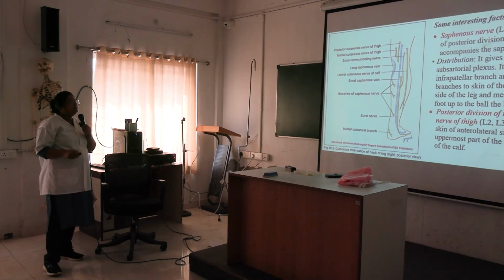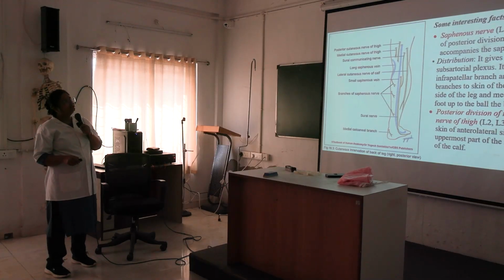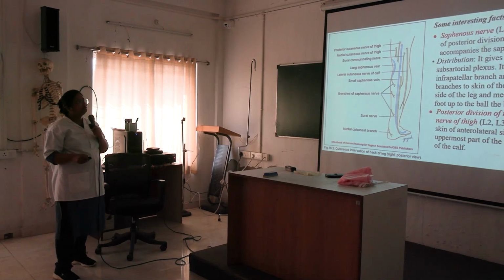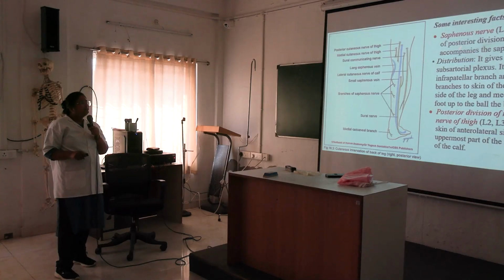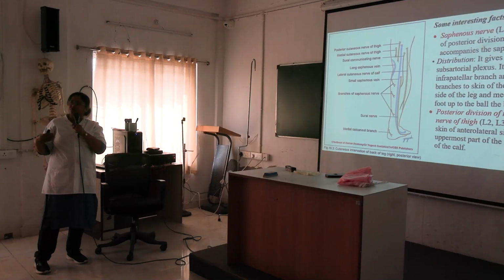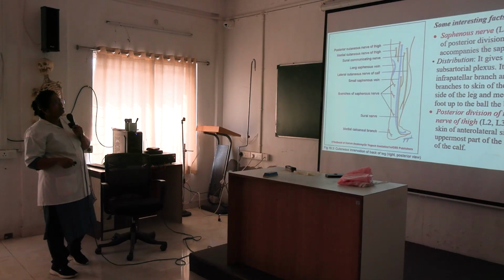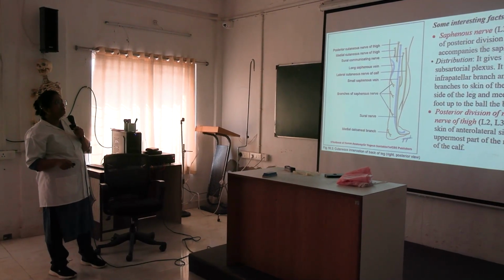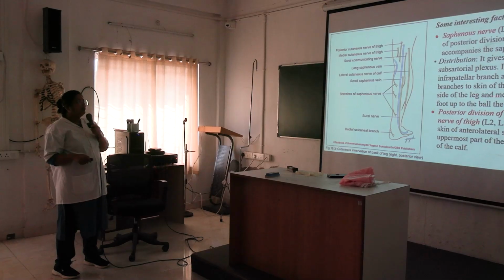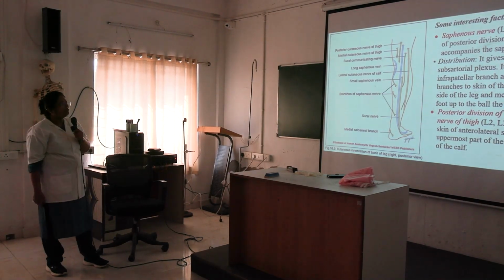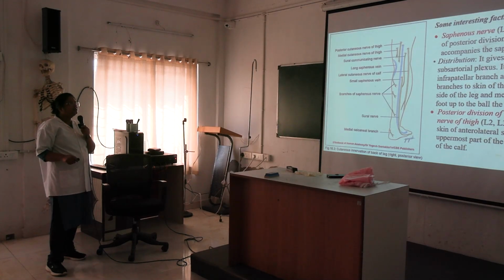So saphenous nerve, its root value is L3, L4 and it is a branch of posterior division of femoral nerve. You get it in the femoral triangle and it accompanies the great saphenous vein. And what is the distribution? It gives branch to the subsartorial plexus which forms the roof of the adductor canal, and gives infrapatellar branch and other cutaneous branches to the skin of the front and medial side of the leg and the medial border of the foot up to the ball of the great toe. Okay. So this is the supply of the saphenous nerve.